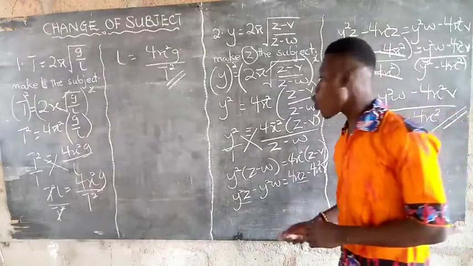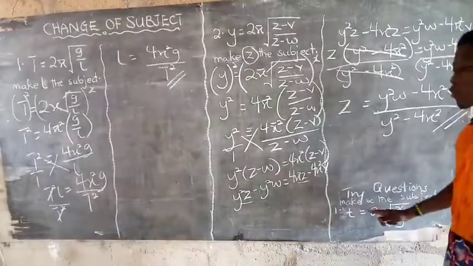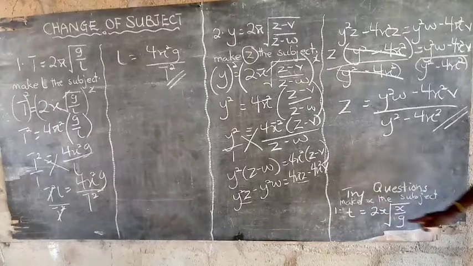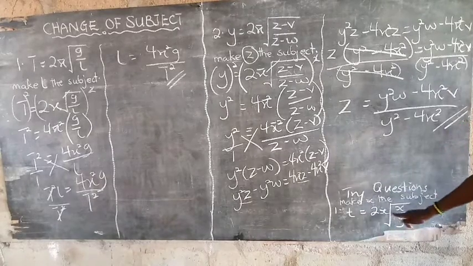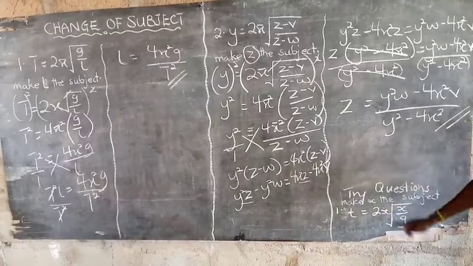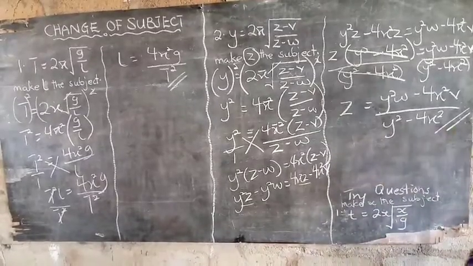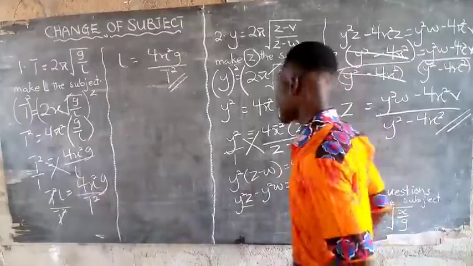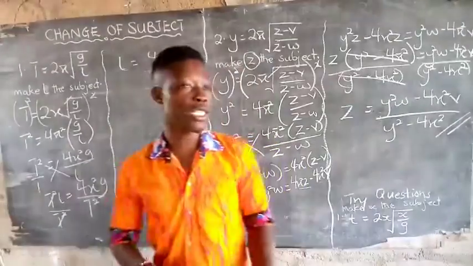So this and many more is what we do today. This our try question here, which says make x the subject. So that is t is equal to 2 pi square root of x over j. So you solve this and give me the answers in the comment section.